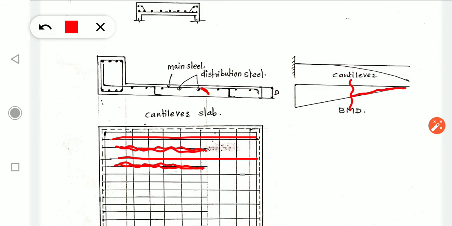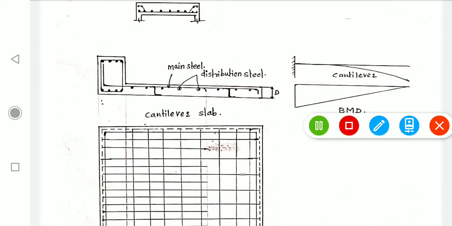Now the next important thing is that reinforcement is provided on the top side, some reinforcement bars are curtailed, and there is also distribution steel present in the cantilever slab.